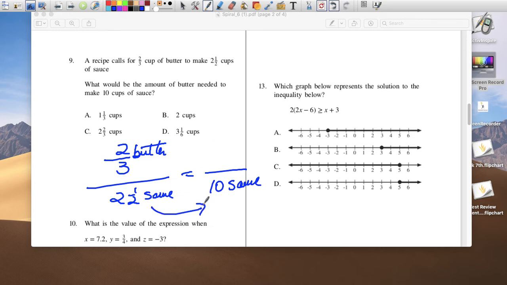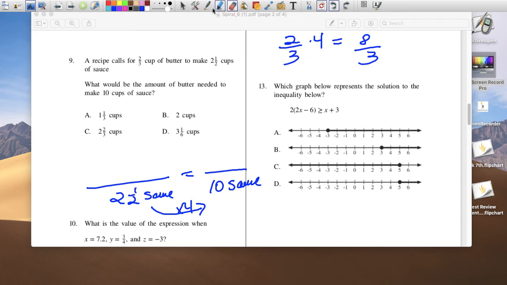So you know the relationship is times 4, right? So I can multiply this times 4. So let's just multiply 2/3 times 4, and I'm gonna get 8/3, which obviously they did not leave as 8/3, and they left it at 2 and 2/3. Is there anything that says 2 2/3? Yes, there is.